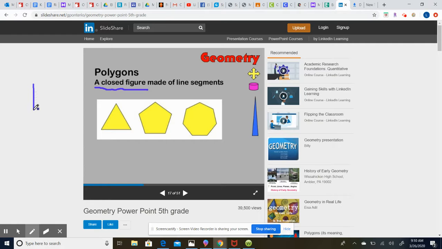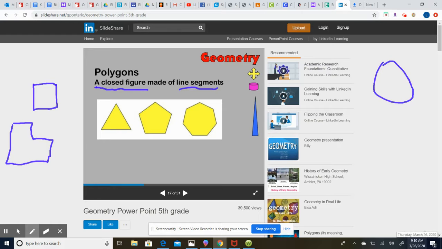So that would not be a polygon, but once we closed it, it would be. Even if we did that, that would be a polygon because it is a closed figure made of line segments. Now, would that be a polygon?